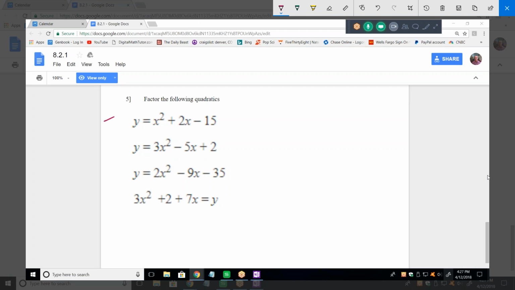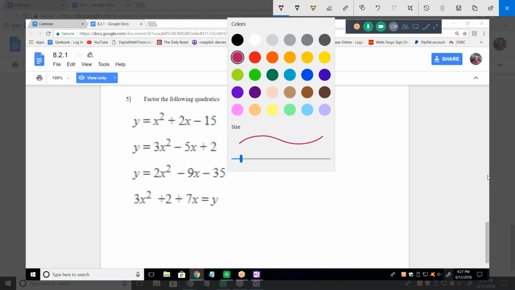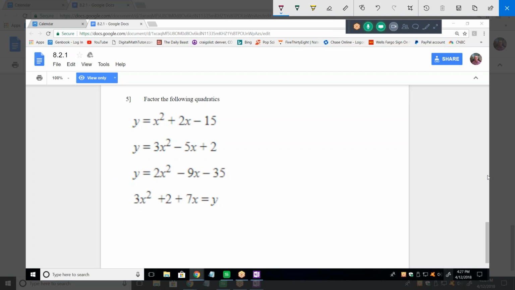And why are these hard? Because they have a number on the x. They have a coefficient on the x squared that is not 1. In other words, this one has a coefficient of 3, this one has a coefficient of 2, this one has a coefficient of 3. That means it becomes kind of a trial and error process when you're factoring them. You can't use the rules that I taught you, but you can on this first one. Let's do that one.